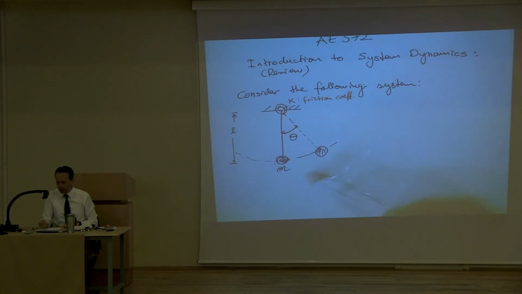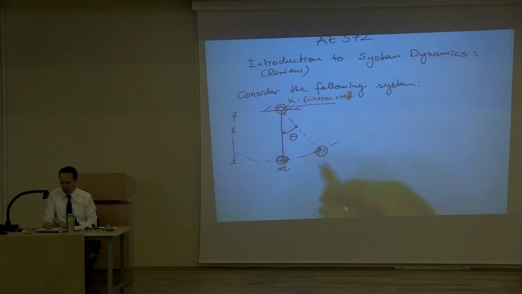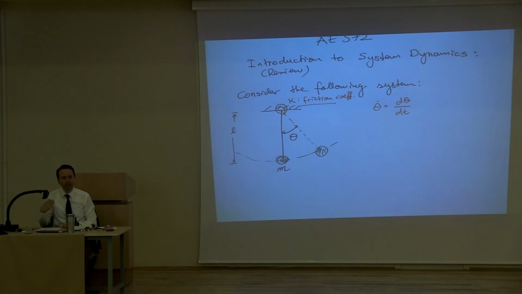And because it's friction, it will be a function of theta dot, the angular velocity, right? It is not a spring. If it was a spring, it would be a function of theta. Because it's a friction coefficient, it will be a function of theta dot. So theta dot is d theta dt. It is the time change of theta, so it is the angular velocity, not of the angle. So this is my system basically.